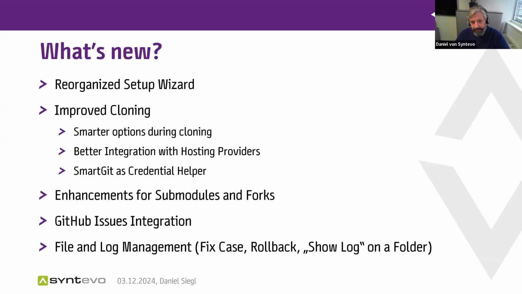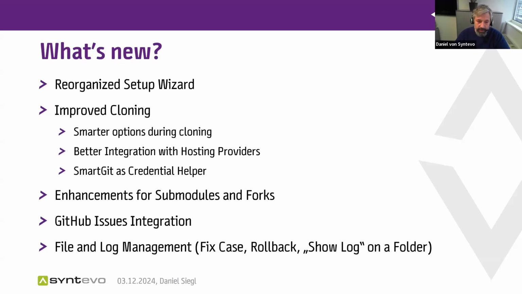On the other hand, we have done some enhancements for those who work with submodules and also for people using forks. We have a new capability to add an upstream remote later on in the process. We have a GitHub issues integration that is pretty similar to our integration for Jira. So you now can pick GitHub issues for your commit messages.